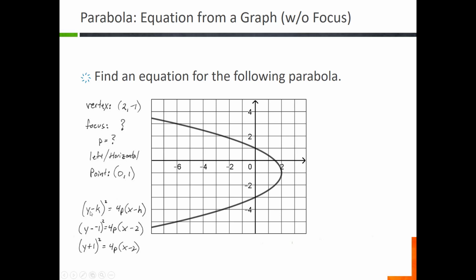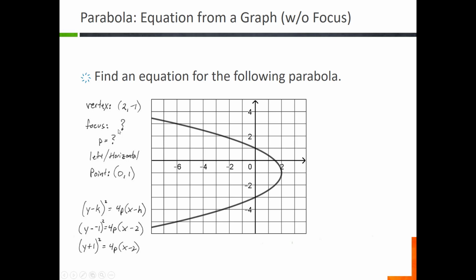Just plugging in, because it's a horizontal graph, I know it's going to be y that's squared. And I know the vertex is (2, -1). So I can plug in a -1 for k and a 2 for h. And so we get (y + 1) squared equals 4p times (x - 2). Now, we're not done. I need to figure out what p is.